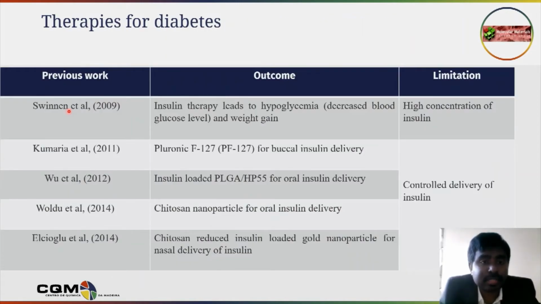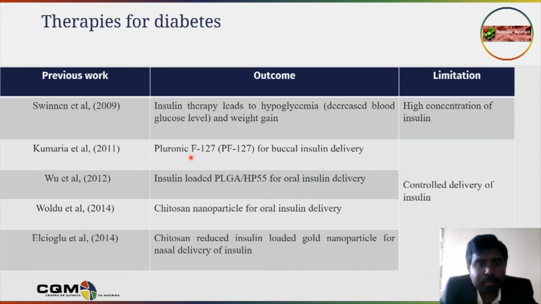Because of the drawbacks of conventional drugs, several researchers propose that nanoparticles or nanomedicines can be beneficial for the treatment of diabetes. Swinnen et al. in 2009 showed that insulin therapy or treatment with conventional drugs to convert glucose into ATP can lead to hypoglycemia, which is decreased blood glucose level, and weight gain. This is because in all these studies they used a high concentration of insulin or conventional drug in those treatment models. So that's why nanoformulations have been used for the controlled delivery of insulin.